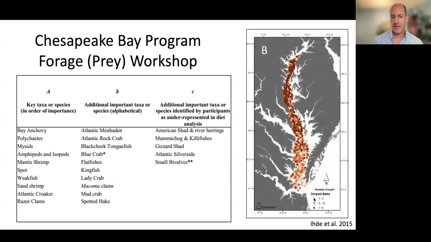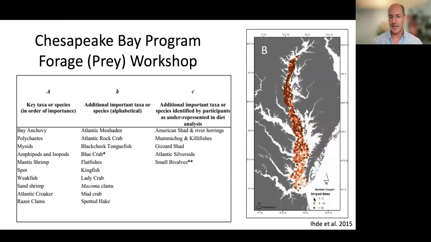And then there was a group of species that the researchers who were in this workshop got together and said, we didn't see them very much in the stomachs of striped bass, but we know they're important and they should be on the list for one reason or another. So the American shad and river herrings that I've been talking about are on this list because they used to be abundant. They are no longer abundant, but they historically were probably one of the most important prey items. So they're on the list in the hopes that we can bring them back and they'll become important again.